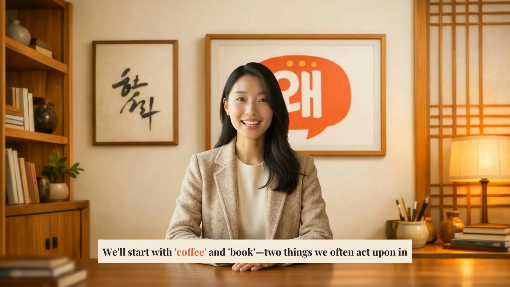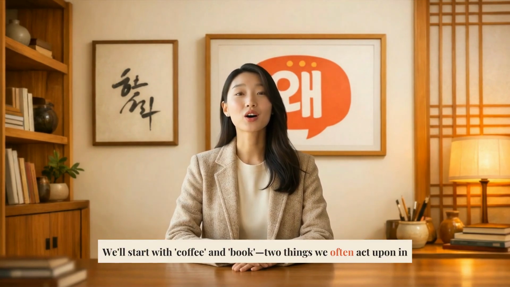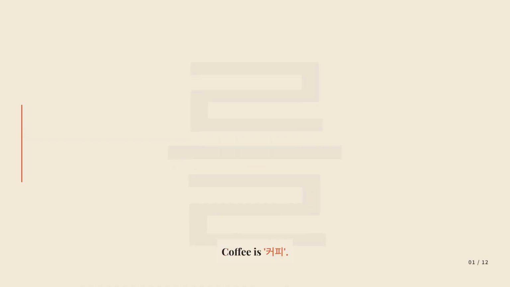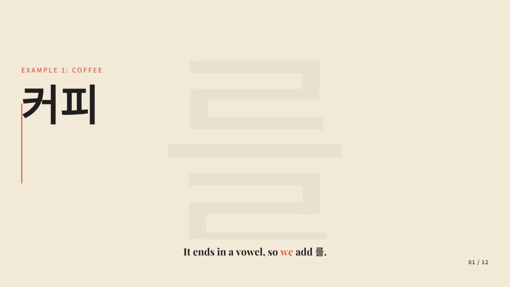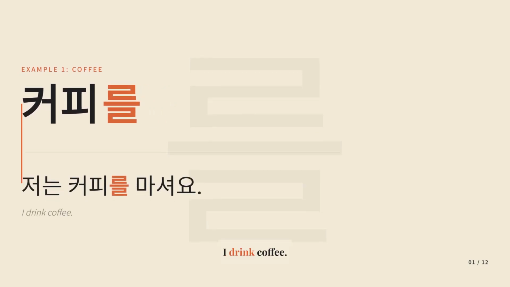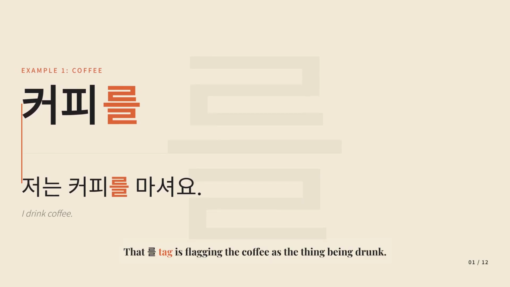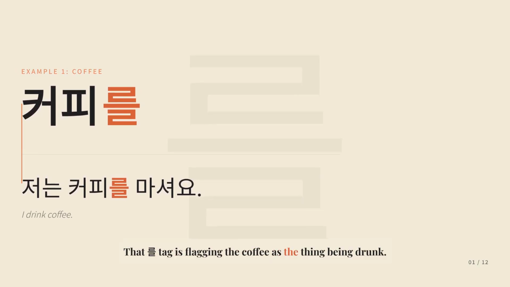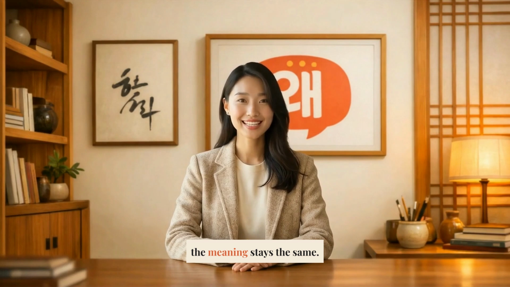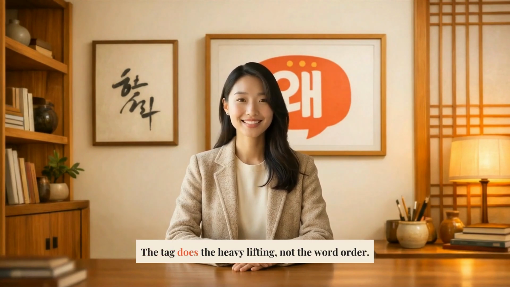We'll start with coffee and book, two things we often act upon in daily life. Coffee is 커피. It ends in a vowel, so we add 를. 저는 커피를 마셔요. I drink coffee. That 를 tag is flagging the coffee as the thing being drunk. Because of that tag, we could even say 커피를 저는 마셔요, and the meaning stays the same. The tag does the heavy lifting, not the word order.